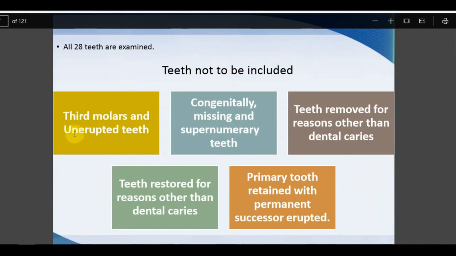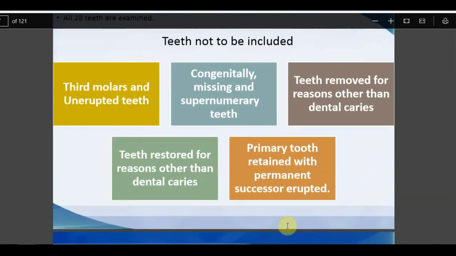In the 86 modification, third molars are included, and teeth lost due to periodontal disease for age 30 and above are included in the 97 modification. In the original version, teeth removed for reasons other than caries are not considered, since they use the term caries experience. Teeth restored for reasons other than dental caries are also not included in the filling criteria, such as fillings for abrasion, trauma, and gingival recession. All these are not included. A primary tooth retained with the permanent successor erupted is also not included.